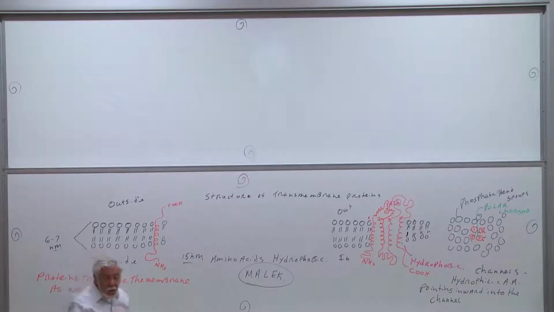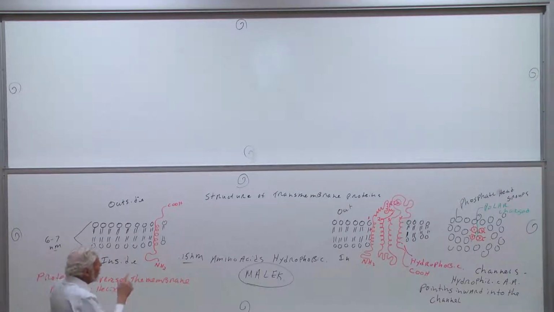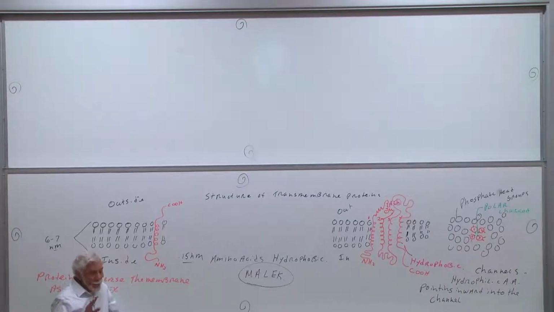Yes? Can you make a transmembrane channel with only one alpha helix, or do you need two or more? So the question here is, can you make a transmembrane channel with one alpha helix? As far as I know, the rule of thumb is you need at least 4. But 4 isn't all that common either.